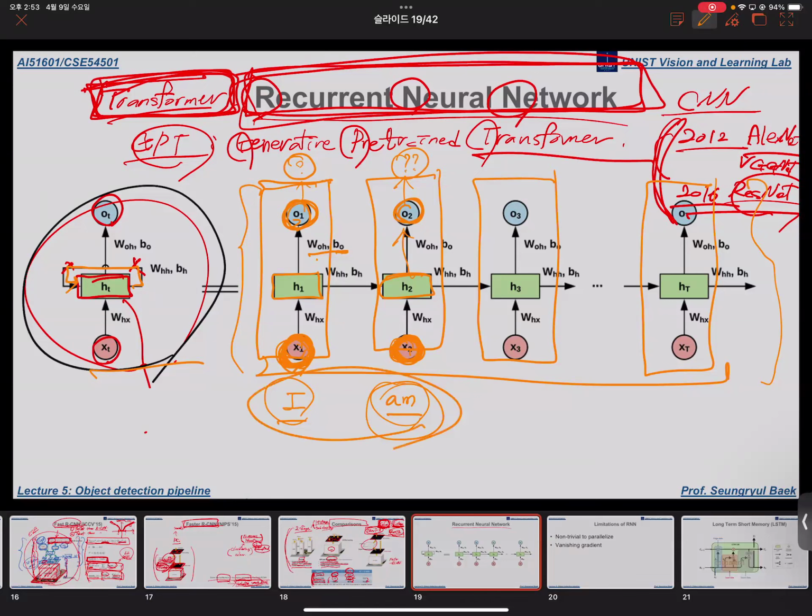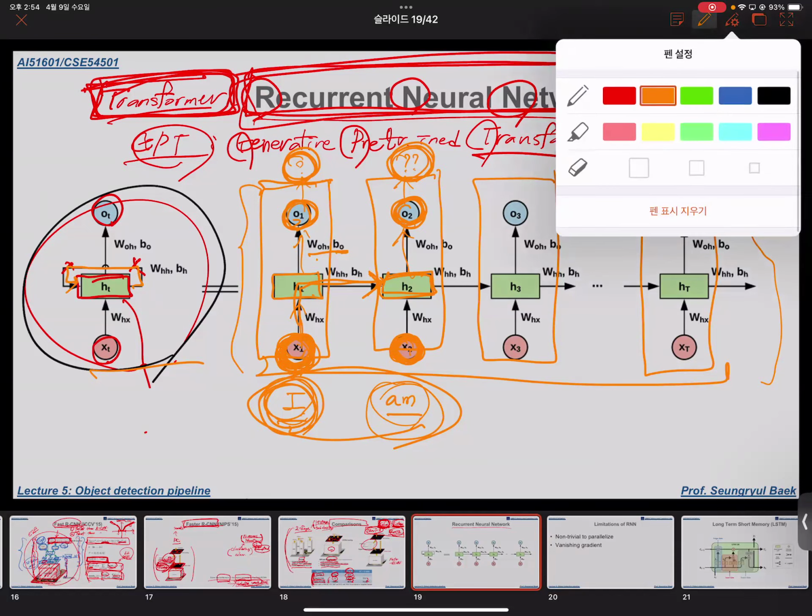When translating this sentence, "I am," sometimes we have to consider the previous word, their mutual context. So when translating "I," maybe we can use only "I," but when translating "am," we have to consider what the previous word was. And that can be reflected in this route.